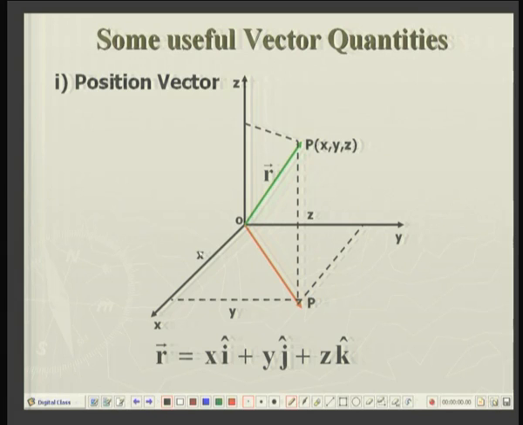So, this will give me quantity x, quantity y. This is the x projection, y projection and this is your z projection, and r is written as x i, y j, z k. So, x times the unit vector along the x axis, that is i, y times the unit vector j, z times the unit vector k.